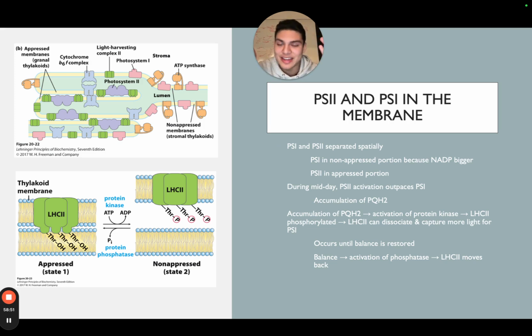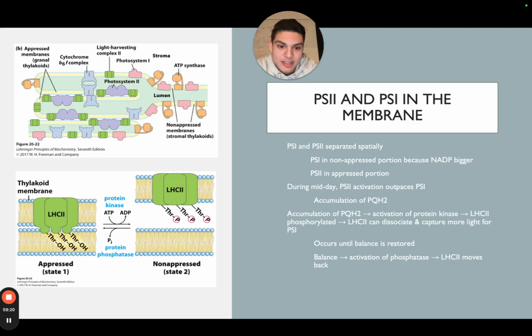So if there's more prevalence of UV light, a higher fraction of it, whatever you want to call it, then photosystem 2 is going to be excited more frequently than photosystem 1. Remember, it has to be a perfect match of the wavelength in order for it to be excited. That's exactly why during midday, photosystem 2 activation outpaces photosystem 1. And that leads to an accumulation of plastoquinone. And that's bad because we want to keep this whole cycle going.